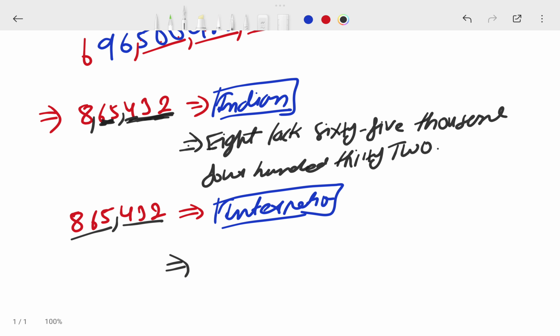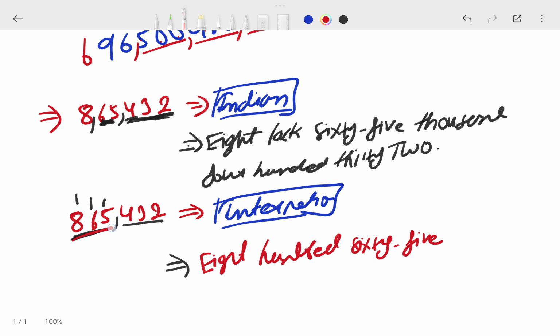So count. This is the 1000, 10,000, 100,000. So how will you write? We will write like that. This is 8 there, so write 800. Unless 865 is there, so we are going to write like that. 800. This is 65, right? 65.